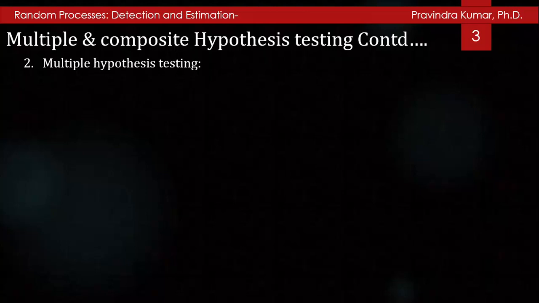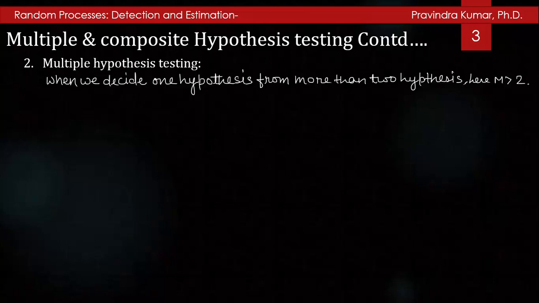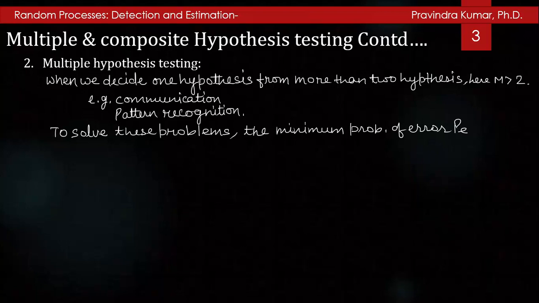In many problems, we wish to decide one hypothesis from more than two hypotheses. That means M hypotheses, where M is greater than 2. These problems frequently occur in communication, in which one of M signals must be detected, and also in pattern recognition systems. To solve this problem, the minimum probability of error criterion or Bayes risk is commonly used.